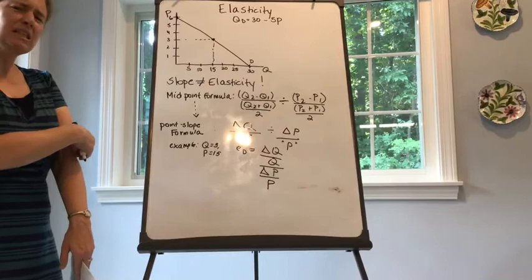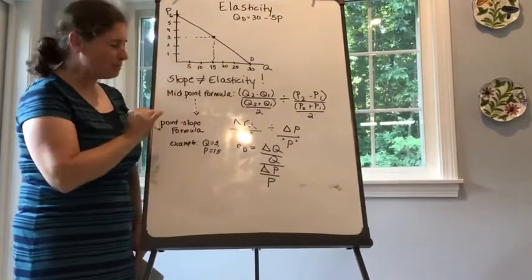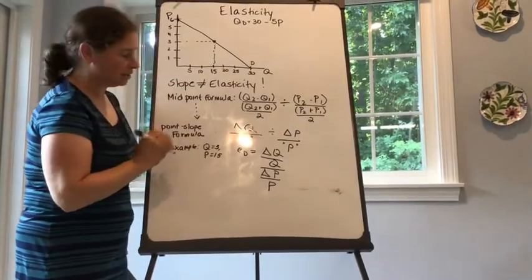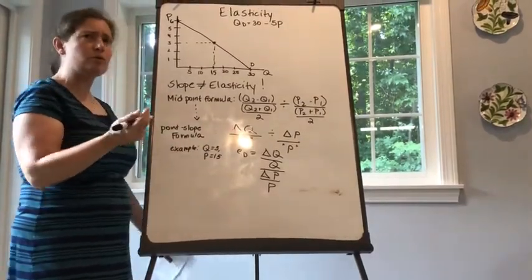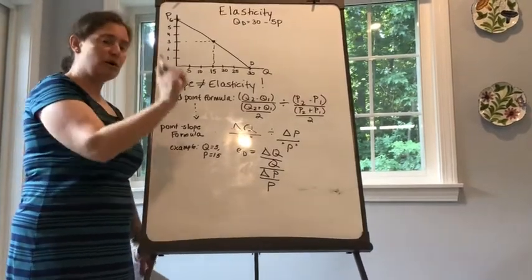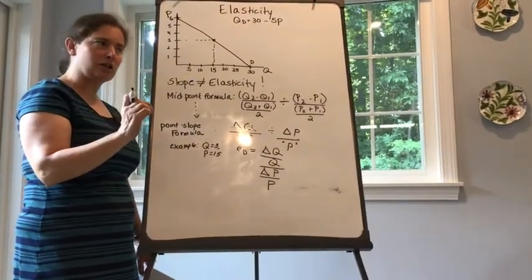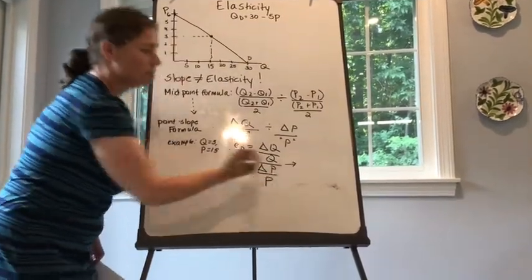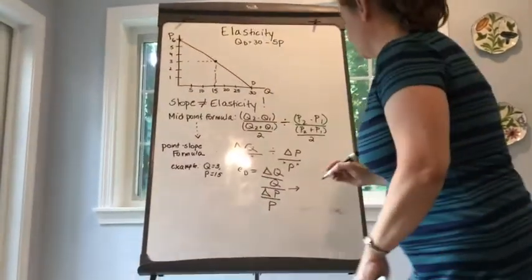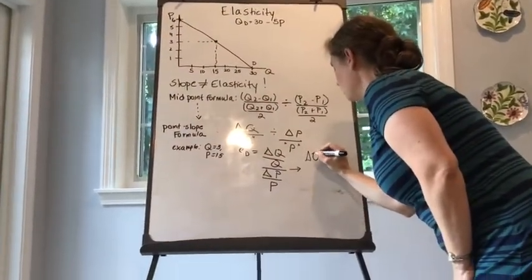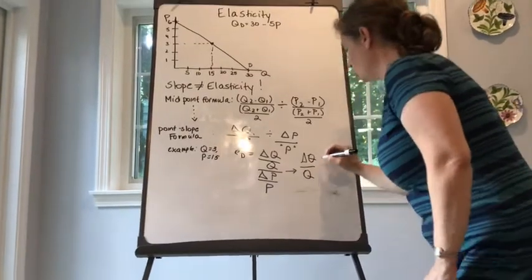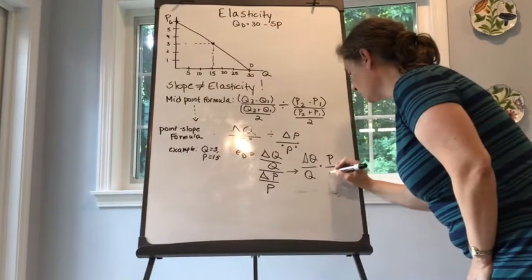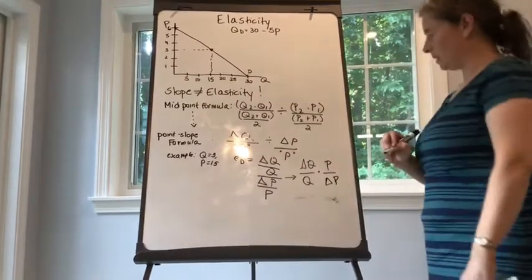Now, this is maybe a little less ugly than the traditional midpoint formula, but I know how to make this a little bit neater. I'm going to take advantage of this rule when we're working with fractions, that when one fraction is divided by another fraction, it's equivalent to multiplying by the reciprocal of the denominator. So let's come over here and do that. I can rewrite this formula as delta Q divided by Q times the reciprocal of the denominator, P divided by delta P.